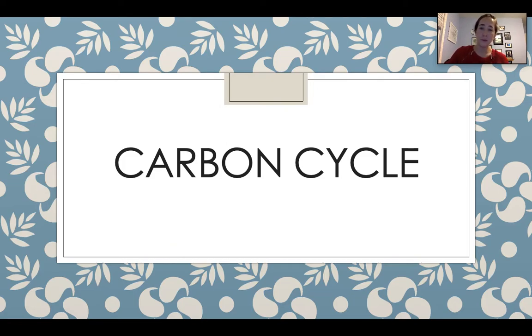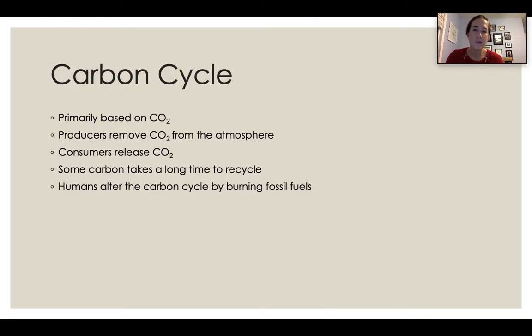Obviously, carbon's really important for life on Earth. We are mostly made of carbon. Carbon is the backbone of all living things. So carbon cycling is super important for our ecosystems, for life on Earth. And the carbon cycle is primarily based on CO2. When we talk about what's happening in our carbon cycle, we're looking at carbon dioxide primarily. Where is that carbon dioxide coming from?